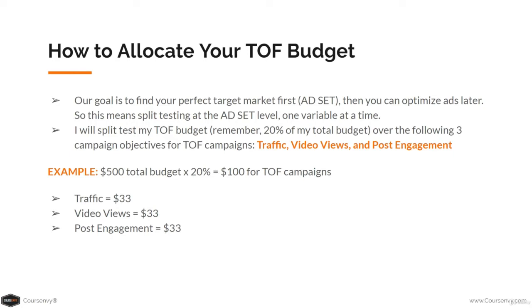I will split test my top of funnel budget, remember 20% of my total daily budget, over the following 3 top of funnel campaign objectives: traffic, video views, and post engagement. So remember, 500 total daily budget times 20%, so 100 is allocated for my top of funnel campaigns. So I could break that down: 33 to traffic campaigns, 33 to video views, 33 to post engagement.